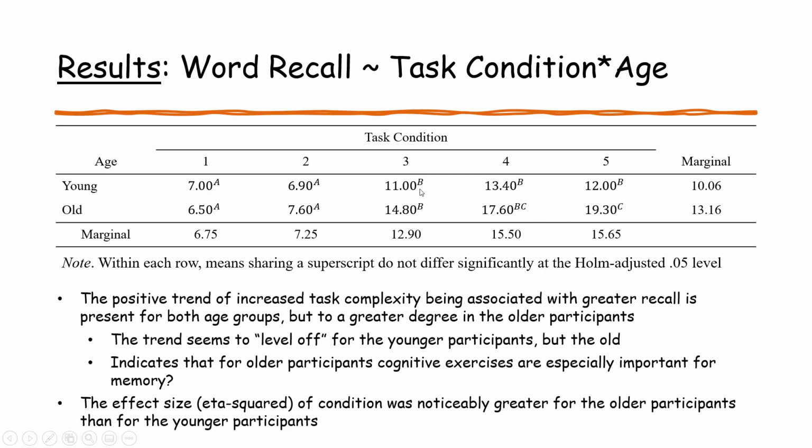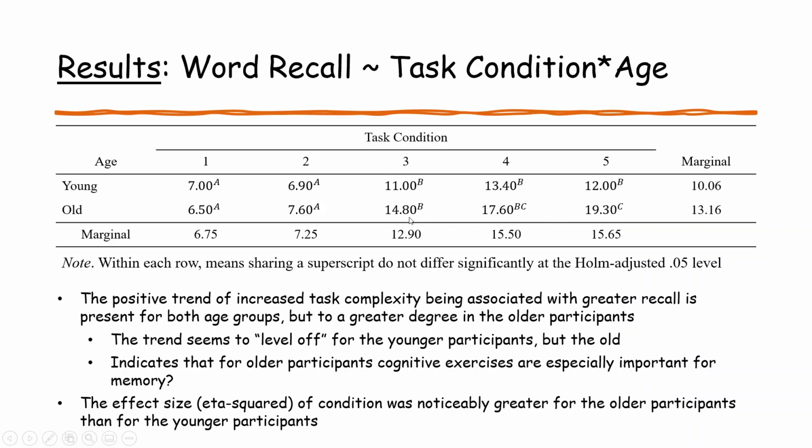But what's interesting and what's different about the older folks and the younger folks is that for the younger folks, 3, 4, and 5, there were no differences. Okay, so whether someone was in condition 3, condition 4, or condition 5, that didn't significantly affect their recall, right? There wasn't a significant difference. But for the older folks, there are additional differences amongst 3, 4, and 5.